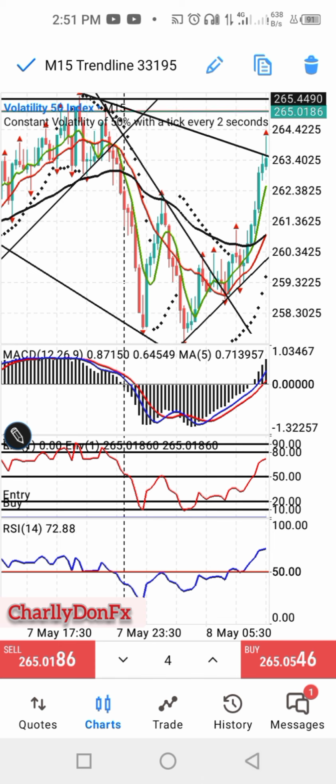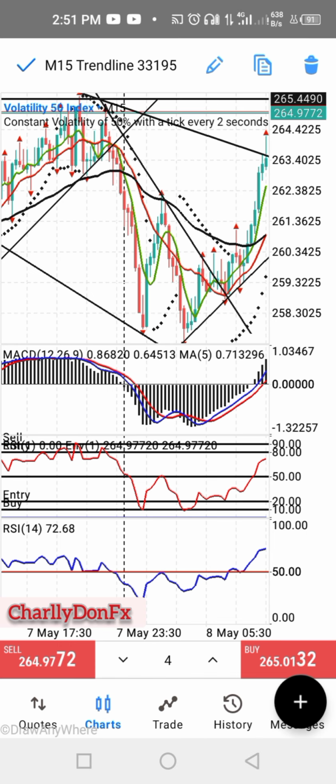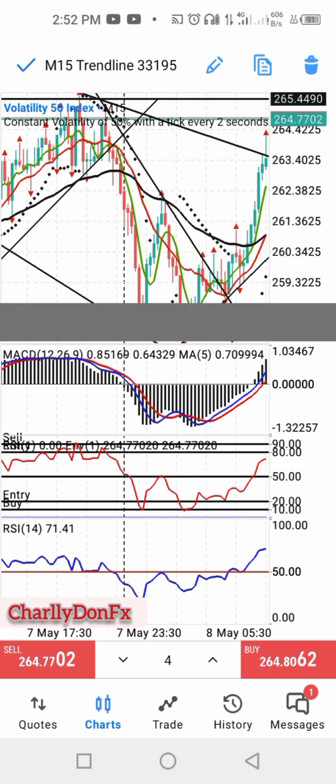So now look at this place. The price broke that level and started going up. And what happened? Once you notice a breakout of a trend line, the next thing you do, you check your technical indicator.